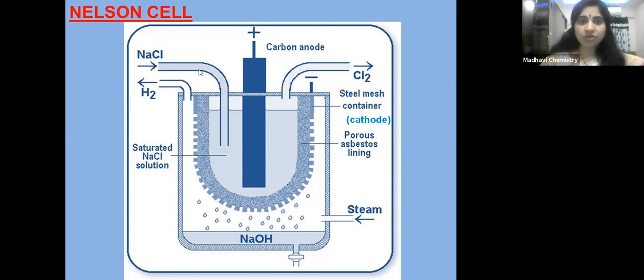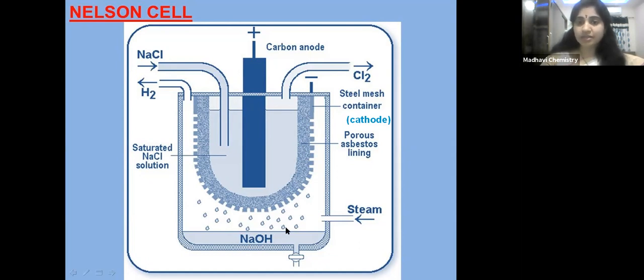Okay, so what happens when this brine solution is kept in this container and electricity is passed through these electrodes? Electrolysis will take place. After electrolysis, chlorine gas liberates at the anode and hydrogen gas liberates at the cathode, and at the bottom of the container sodium hydroxide, NaOH, is collected.